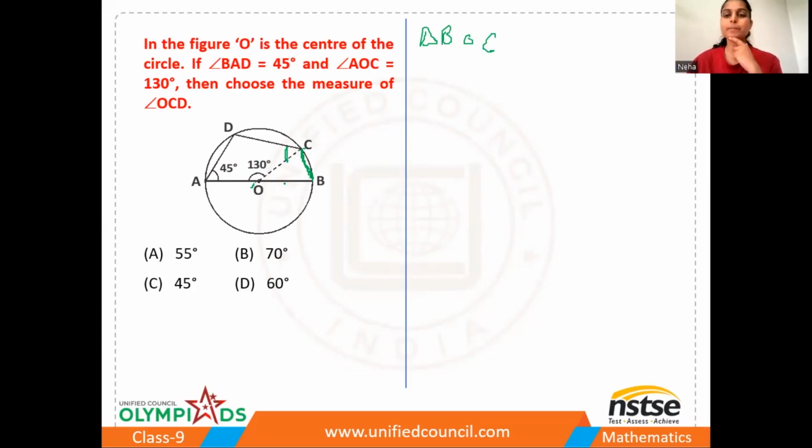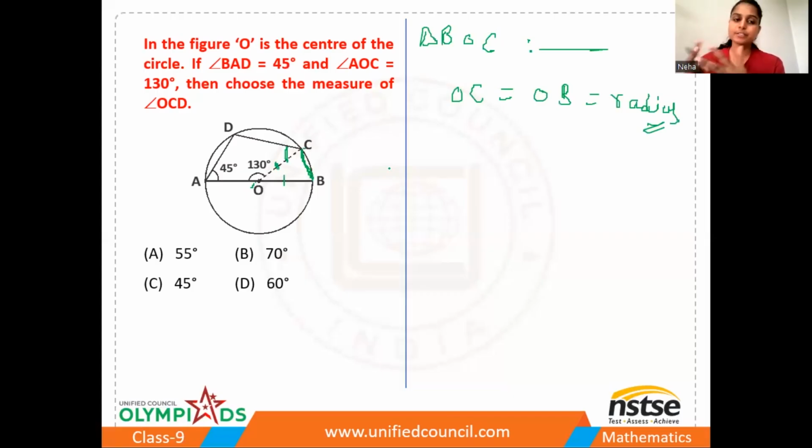So if I join B and C now, OBC is our triangle, right? In the triangle OBC, OC is equal to OB. Both are radius, that means this side is equal to this side. So students, when two sides of any triangle are equal, then the opposite angles are also equal, right?